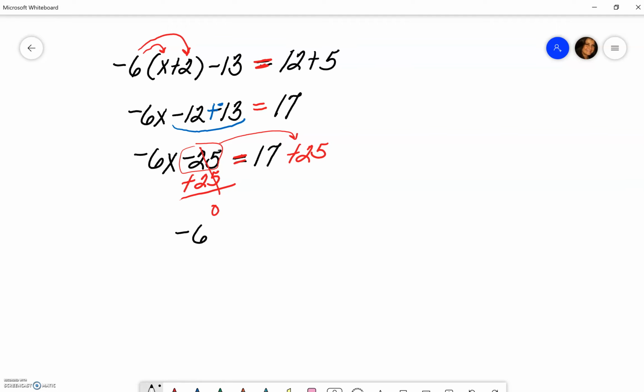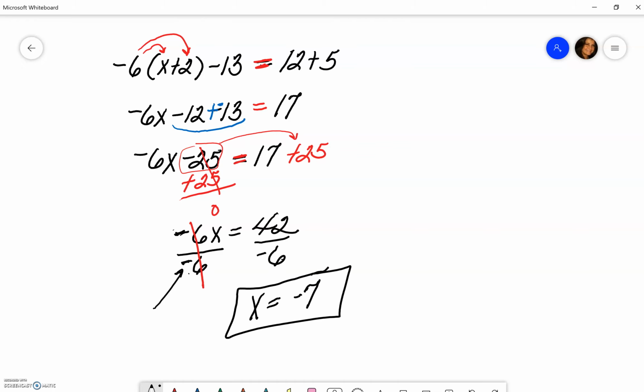So I end up with -6x equals, and then when I add those two numbers up, 17 and 25, I end up with 42. Now we know to get that 6 off that x, we divide it out. So that reduces down to a 1. And what you do to one side, you must do to the other. You've got to pay attention to whether it's negative or positive, because you always want to end up with a positive 1. Okay? So you keep the signs exactly the same on both the left and the right. So our final answer here will be x equals -7. And that's your final answer.